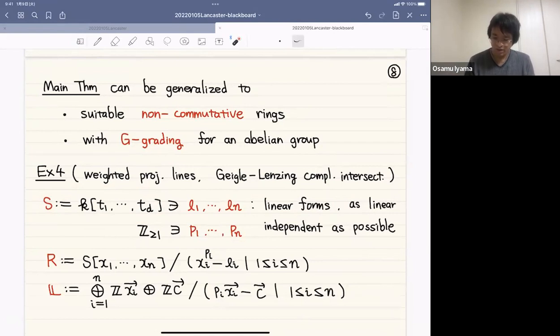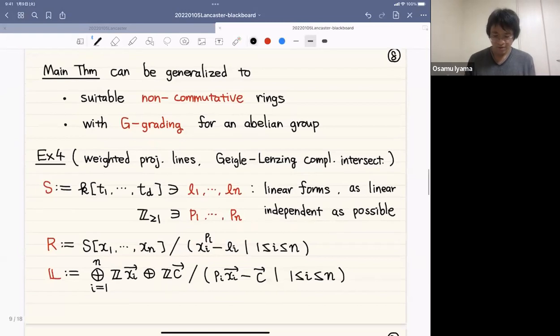What we need to assume is that these linear forms are as linearly independent as possible. Of course, if we choose n bigger than d, then they cannot be linearly independent, but every choice of at most d linear forms is linearly independent. This is an assumption, and moreover we need to fix certain positive integers p_1 to p_n, one for each linear form. Then we can define a complete intersection ring by considering a polynomial ring over S, adding n new variables, and factoring out a regular sequence consisting of x_i^{p_i} minus l_i.